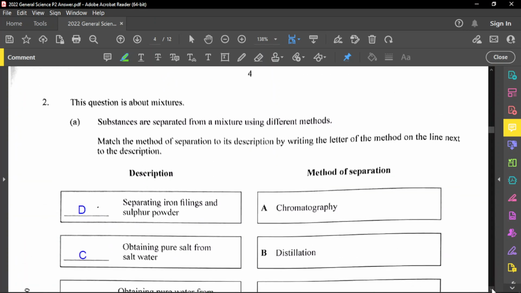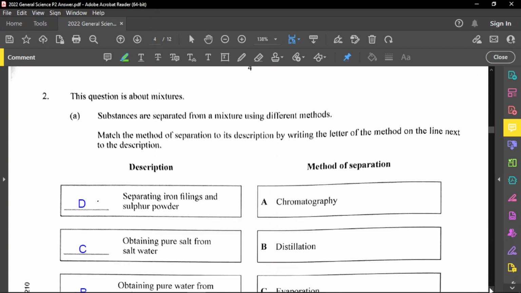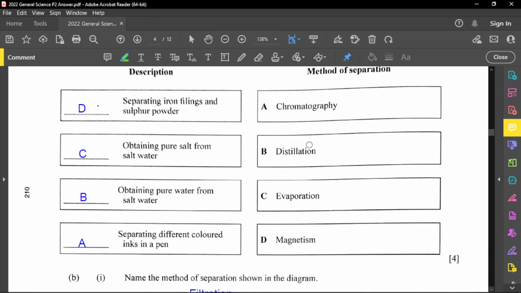For question number 2, it said this question is about mixtures. It said substances are separated from a mixture using different methods. It said match the method of separation to its description by writing the letter of the method on the line next to the description. So here we have the description and the method on this side, and so let's run through them real quickly. And so for the first one, it's separating iron filing from sulfur.